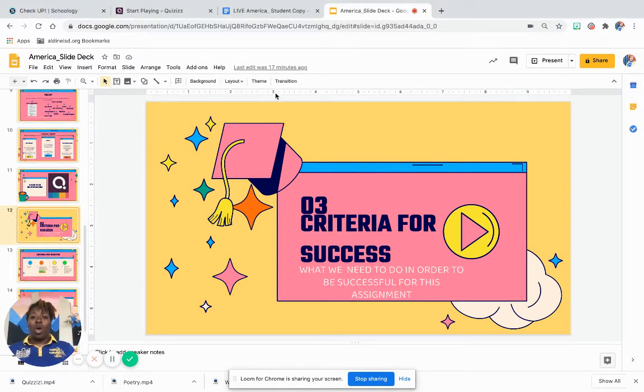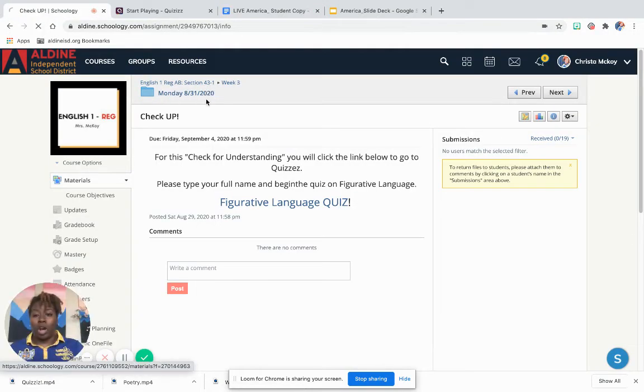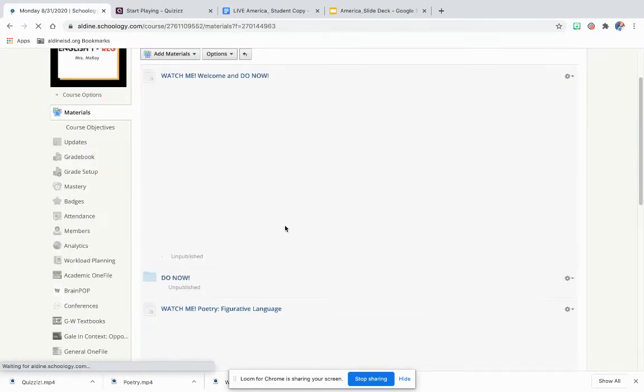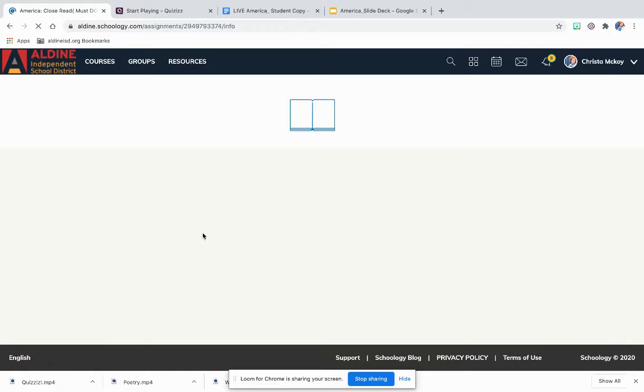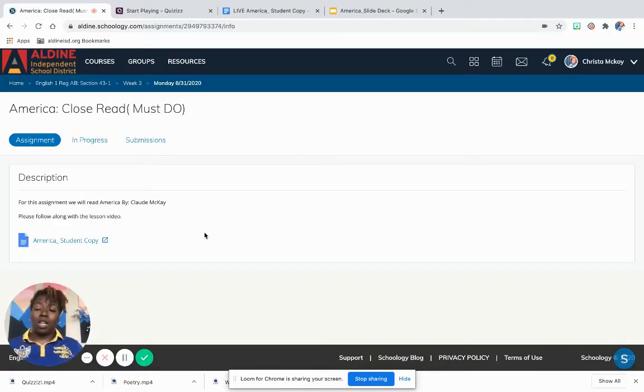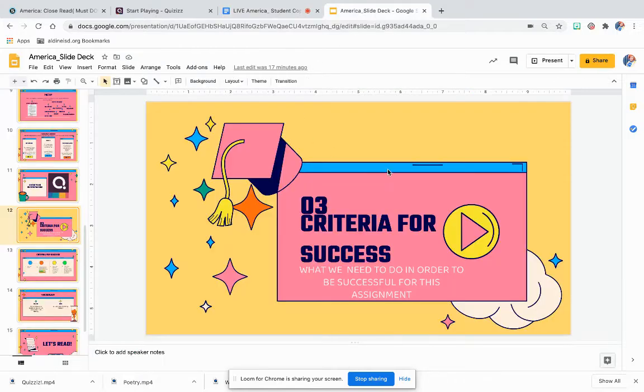Okay? So, for this activity, make sure you have your handout up. You should have done this from the beginning of the lesson. If you're on the Monday, past your checkup, it's the America close read, and it says must do. But remember, all the items are a must do. You can't get to one without doing the other. It's going to be in my documents. You're going to click on it, and I already have it up here. So let's get this party started.